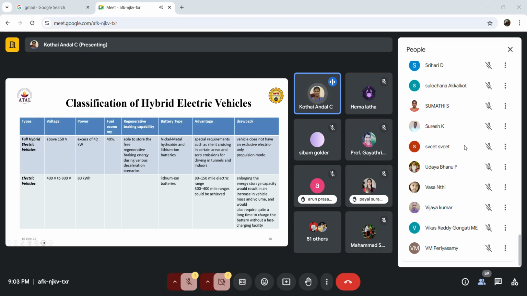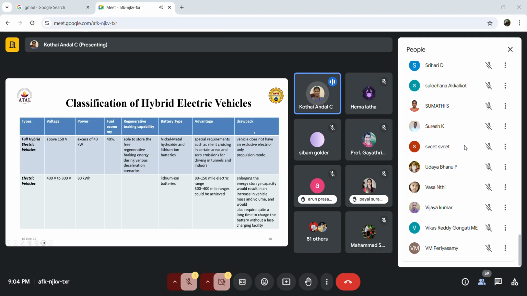We can recover more regenerative braking here because of the high voltage. Then we say more than 40 kilowatts is the power range. So fuel economy of around 40 to 50% is possible. The battery types we are expecting are nickel metal hydride and lithium batteries. Then the advantage here is zero emissions, because mainly it depends upon the full hybrid electric vehicle.